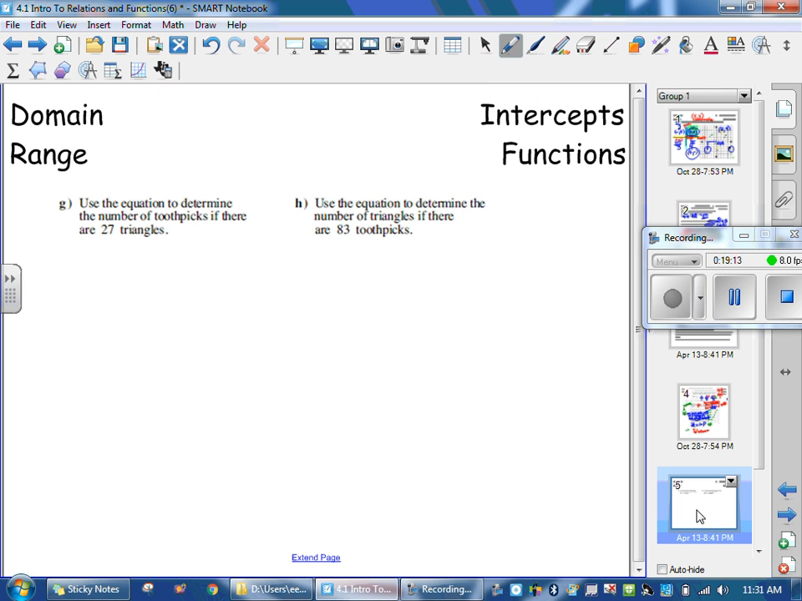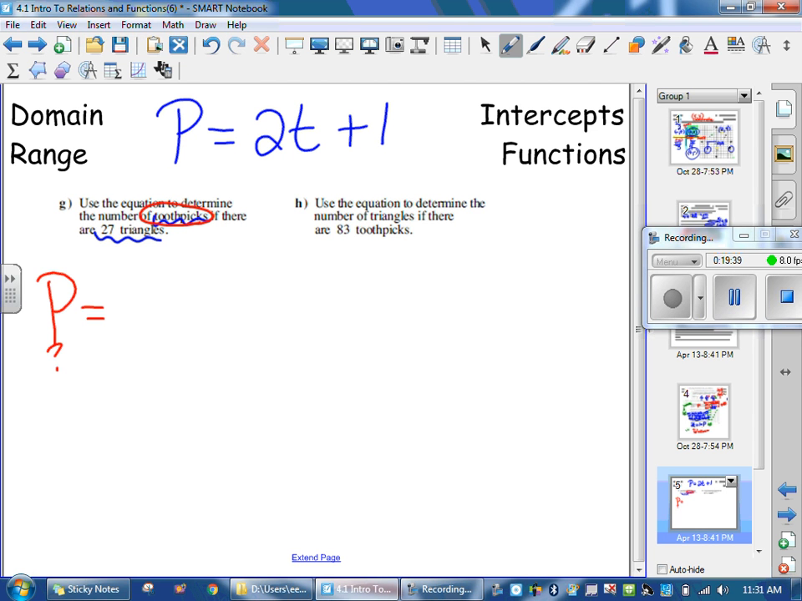These questions say, G, use our equation to determine the number of toothpicks if there's this many triangles. So again, here's our equation. Toothpicks is equal to 2 times my triangles plus 1. That was the equation we got last time. So now we're going to actually put in the numbers they tell us. It says, find toothpicks. So I'm looking for P. I still don't know P if I've got 27 triangles though. So that number I'm going to put where the T is.